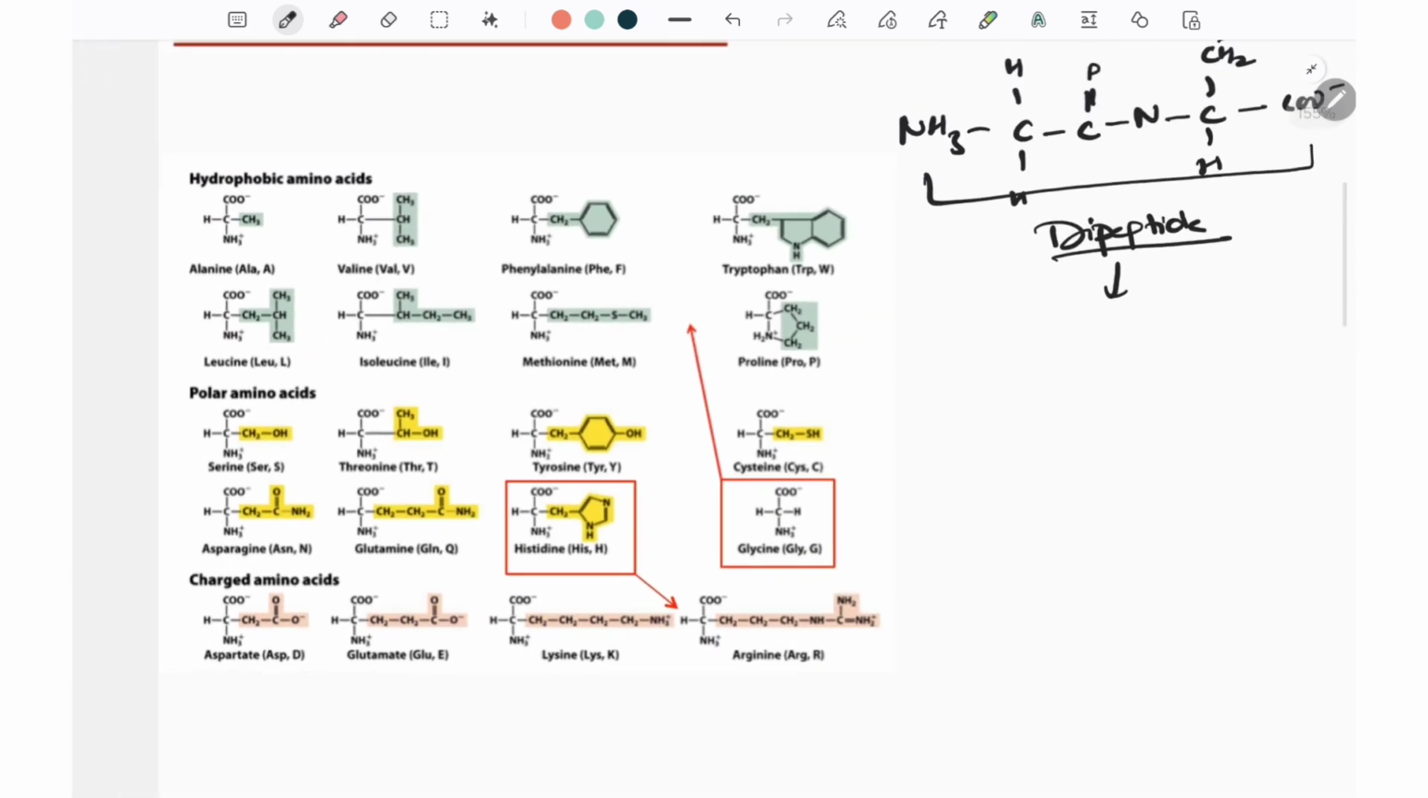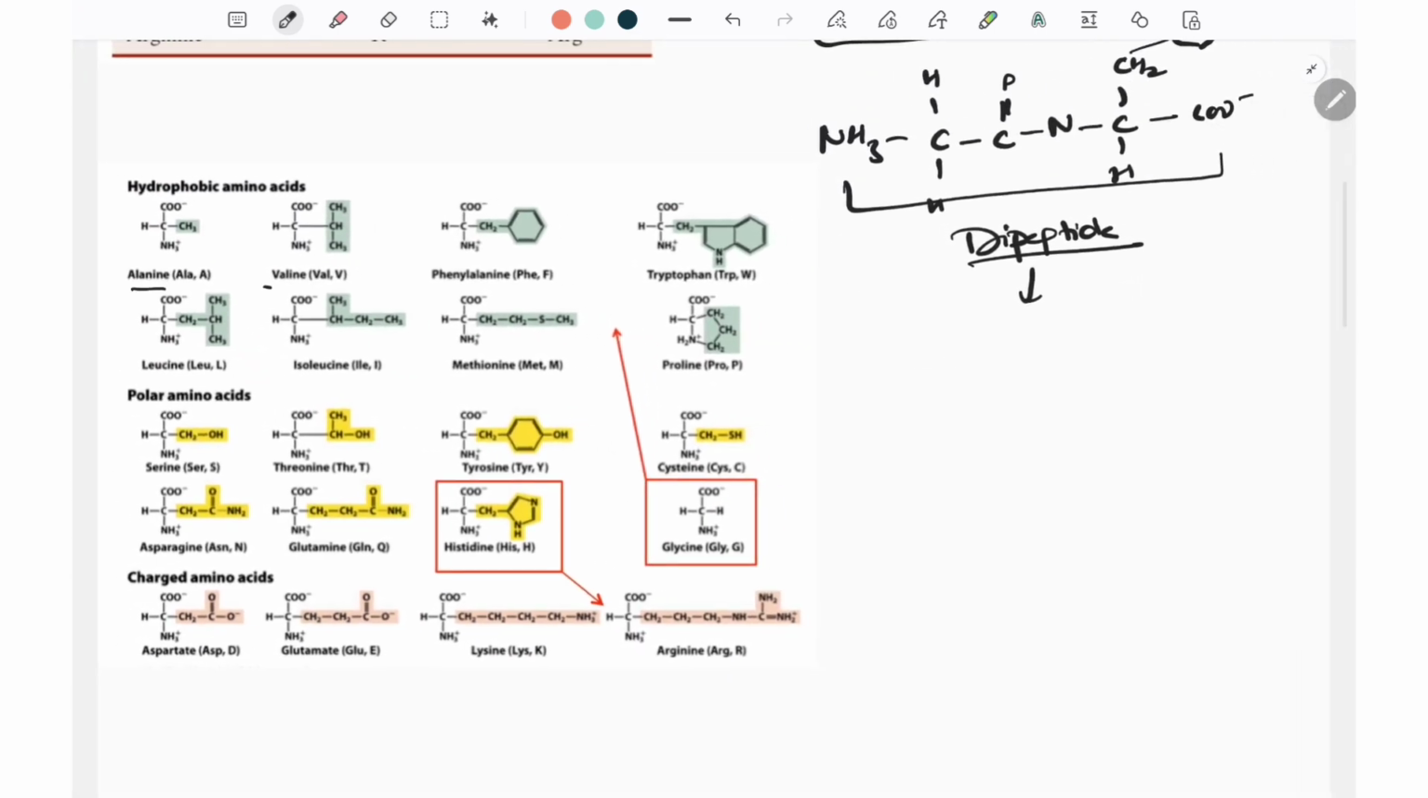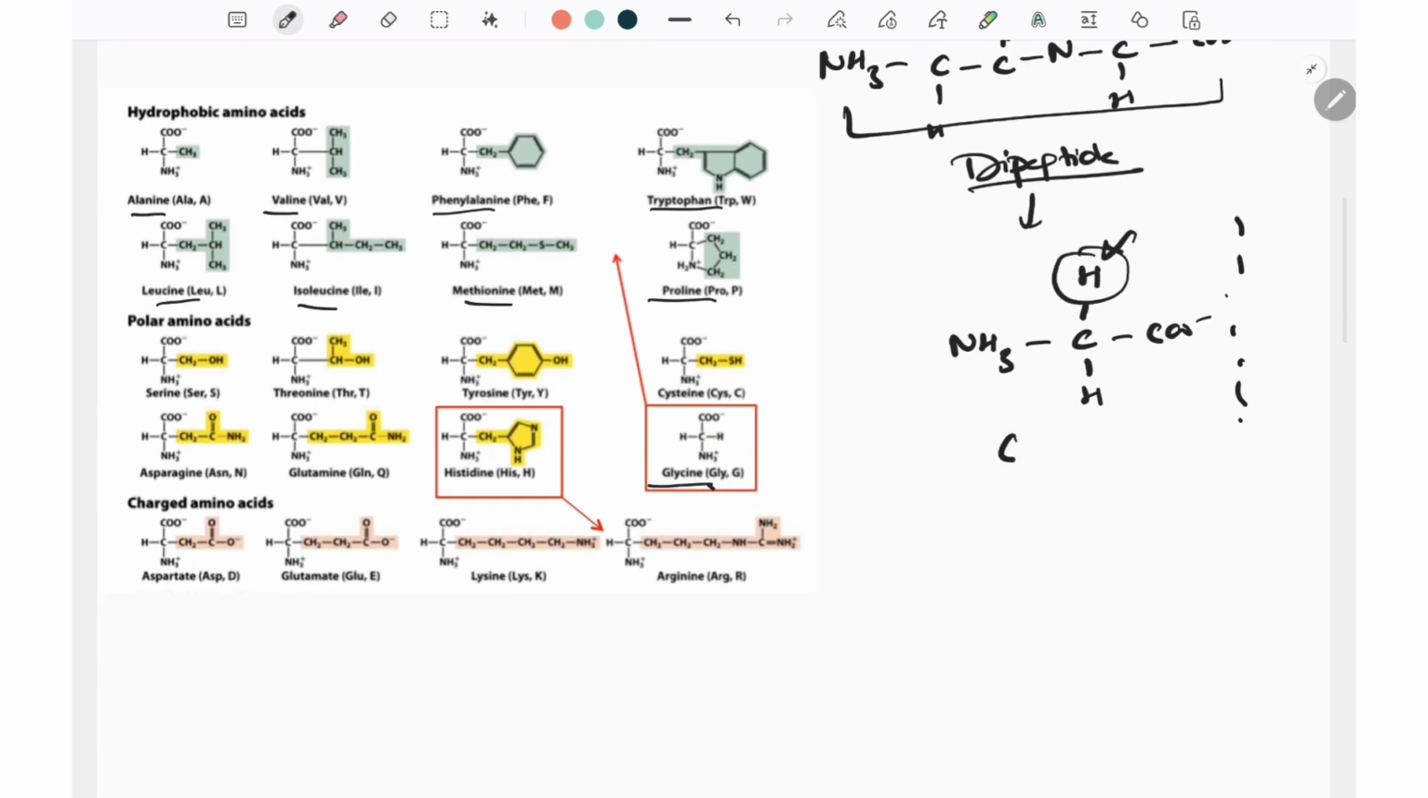There are hydrophobic amino acids, which are alanine, valine, phenylalanine, tryptophan, leucine, isoleucine, methionine, proline, and also glycine. Glycine is one of those amino acids which is not chiral, because the R group here is hydrogen only. If you keep the mirror image of the same, they are going to overlap because of this hydrogen. So just remember that glycine is not chiral in nature. This might be asked during your IIT JAM, especially I'm saying for IIT JAM preparation.